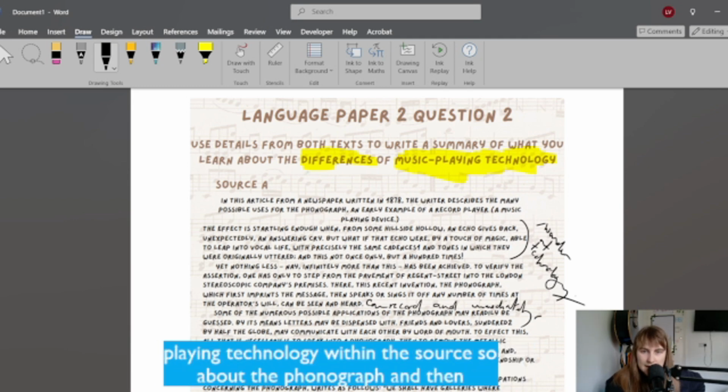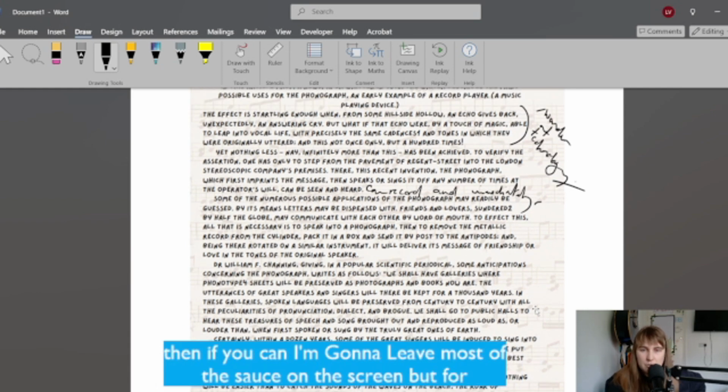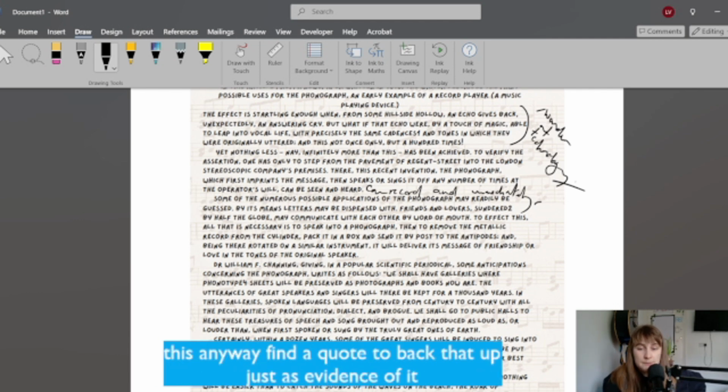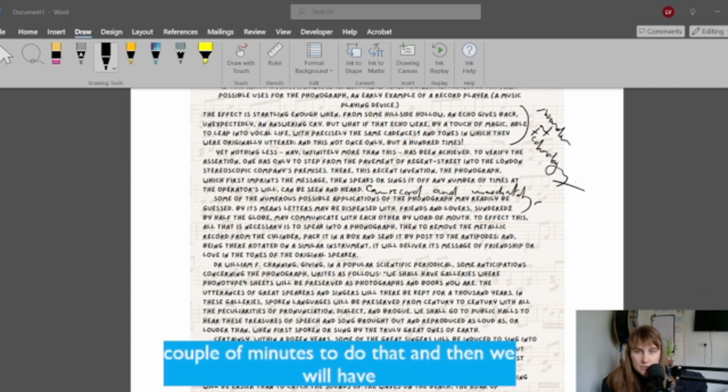And then if you can, I'm going to leave most of the source on the screen, but for those of you on Patreon, you'll have access to this anyway. Find a quote to back that up, just as evidence of it. That's all you need. Okay, so I'm just going to give you a couple of minutes to do that, and then we will have a look at source B.